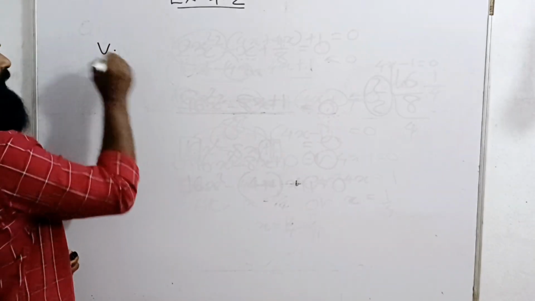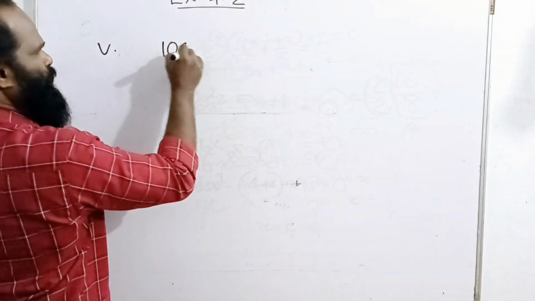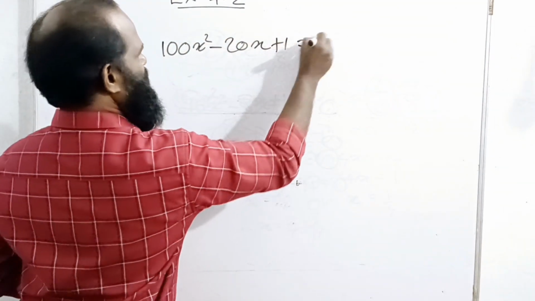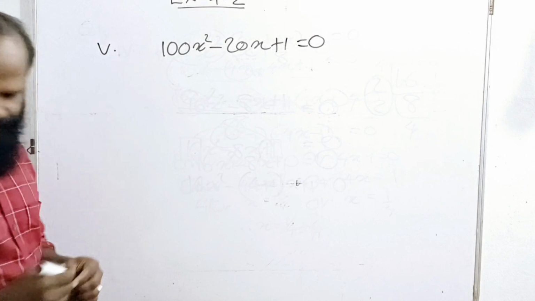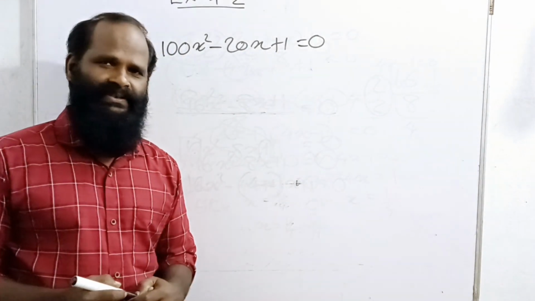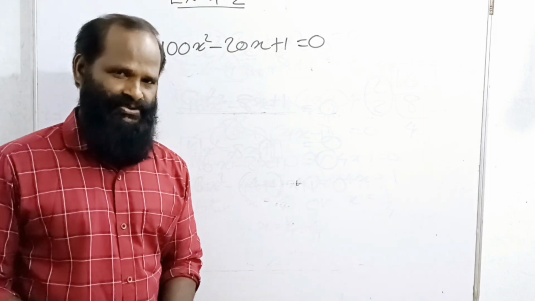Question number 5. 100x squared minus 20x plus 1 is equal to 0. How is this question done? This is also as simple as the previous question.